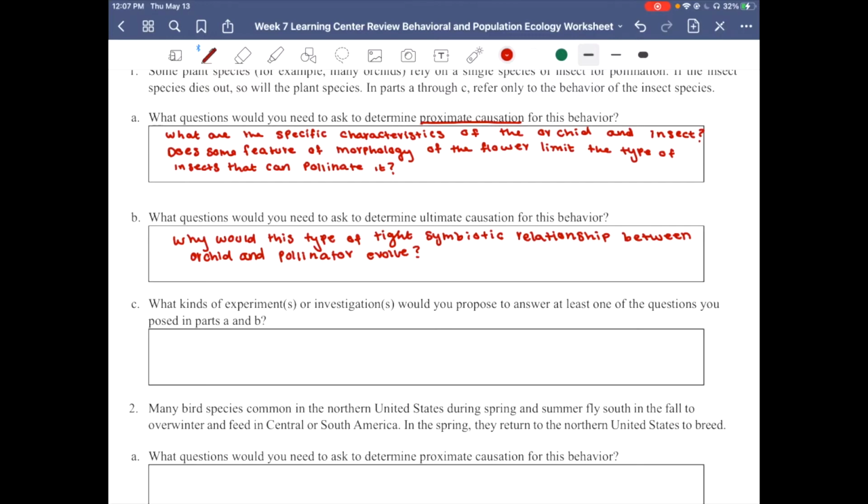All right, and then C is asking, what kind of experiments or investigation would you propose to answer at least one of the questions in part A and part B? So there's multiple correct answers here, but for an example, I'll do what factors draw the insects to the flower.